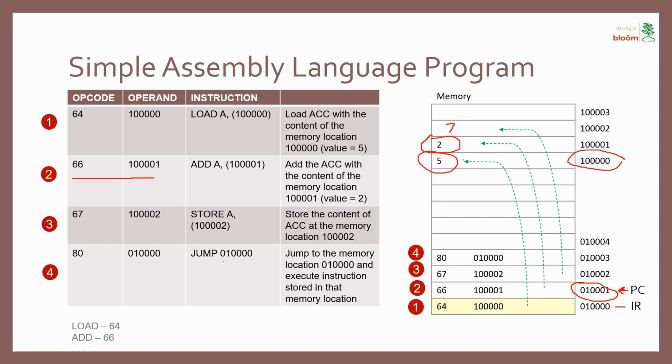Where is this memory location? It's the same as this. The program will jump back to this memory location and it will execute again and again. So this is a simple assembly language program and how it is executed. So here the first micro instruction is a series of micro operations. Let's see how these micro operations are executed.